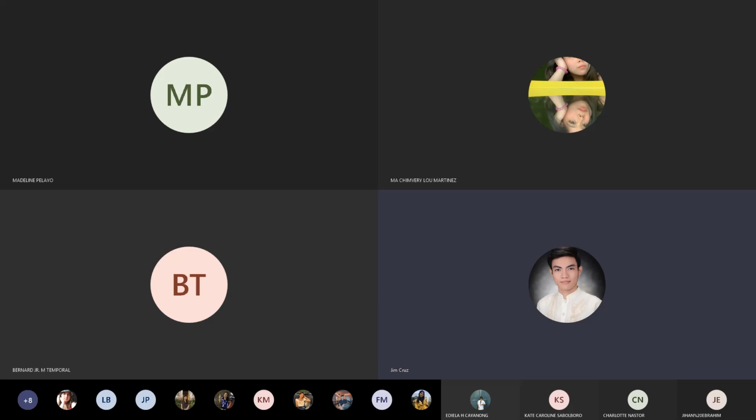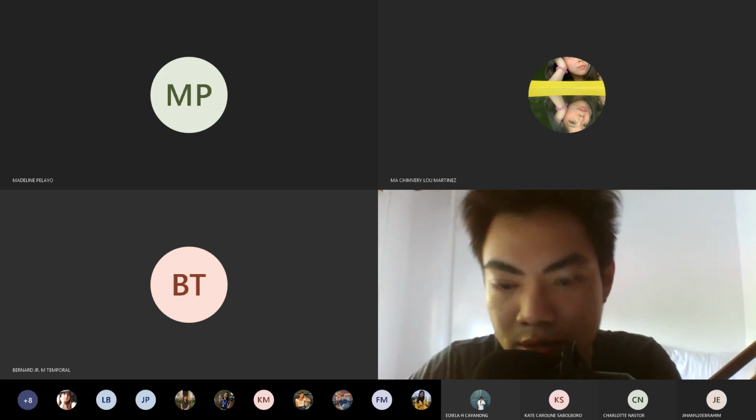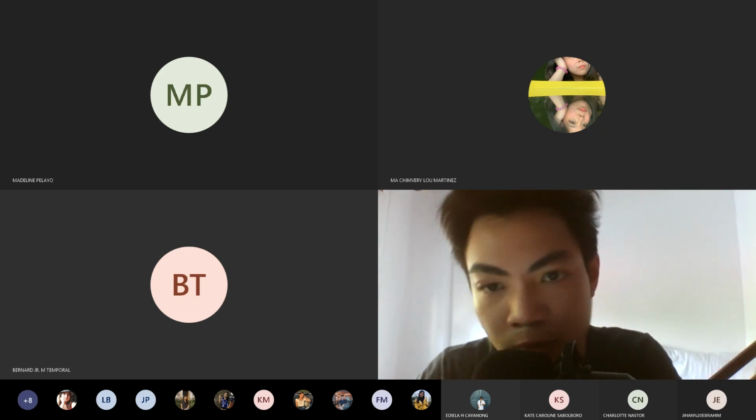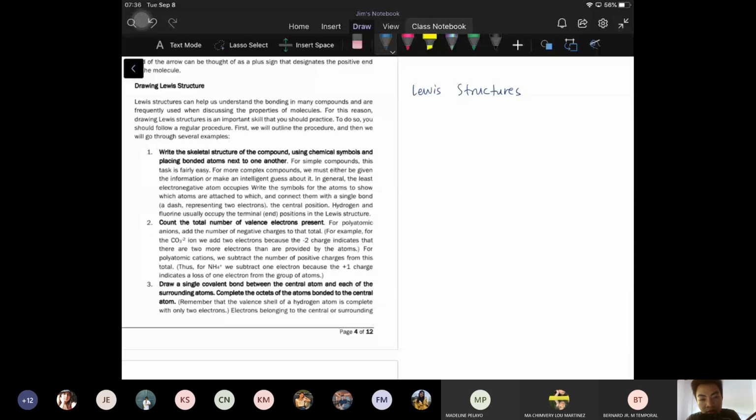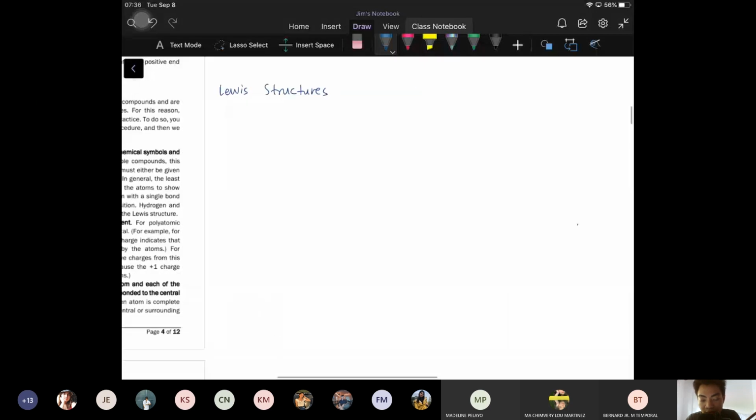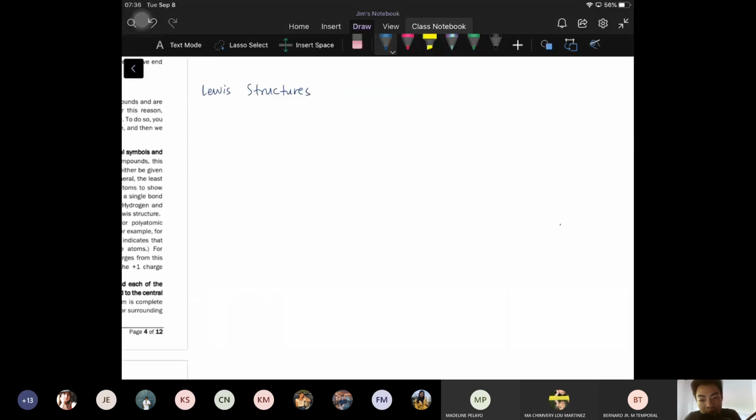Ayan. So, in your junior high school and senior high school, the way they teach the Lewis structure is different, di ba? Paano yung ginagawa before? Typically, in high school classes, ang ginagawa is that you represent atoms containing its valence electrons. For example, carbon, 4 valence electrons. Sa hydrogen, 1 valence electron.